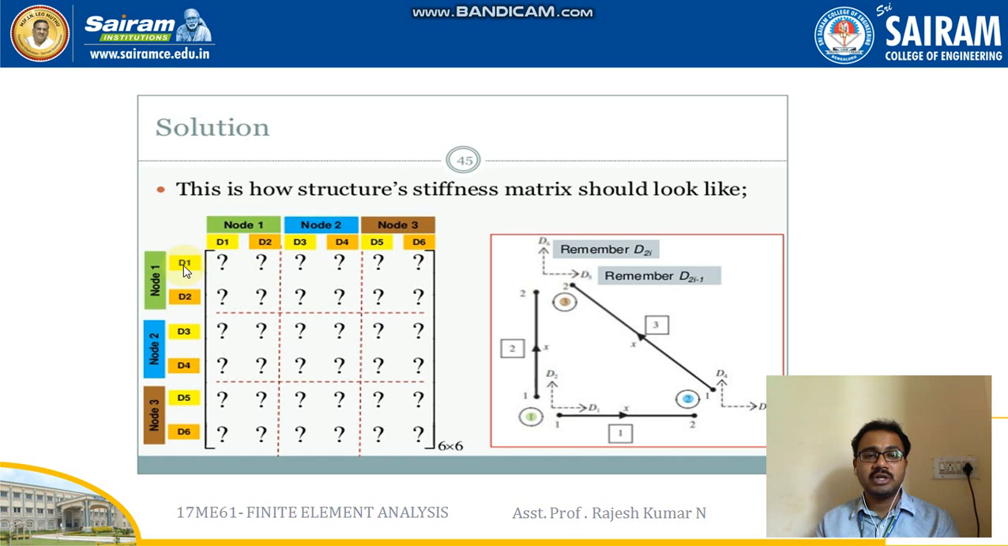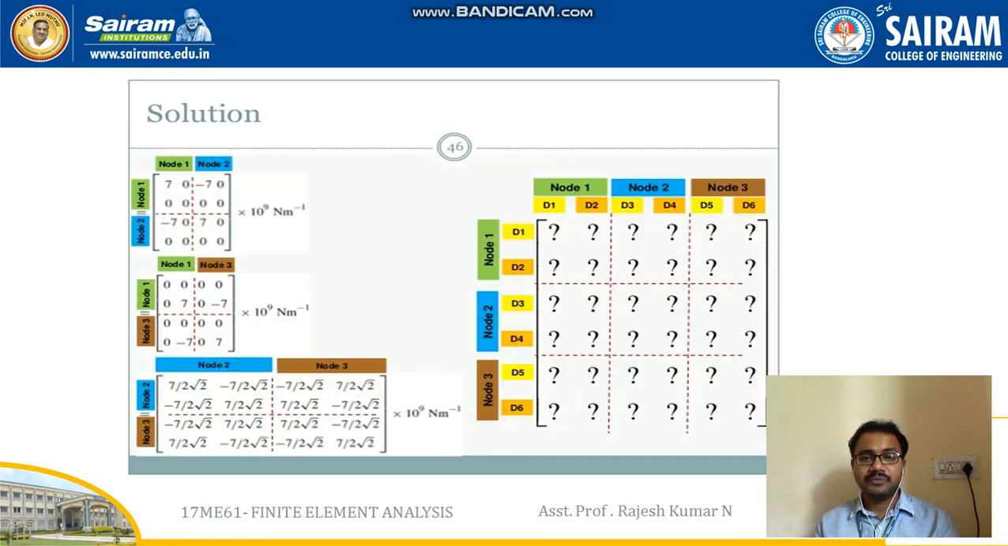What is the first location? It is D1 and D1. What is the second location? D1, D2. Third location D1, D3. Fourth location D1, D4. Fifth location D1, D5. Sixth location D1, D6. So like this I will be adding up everything.